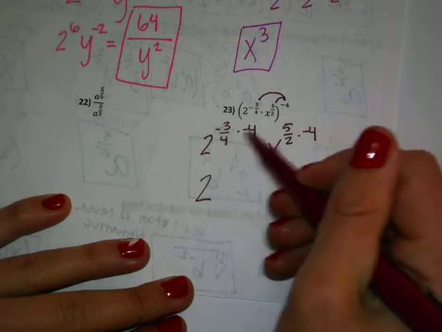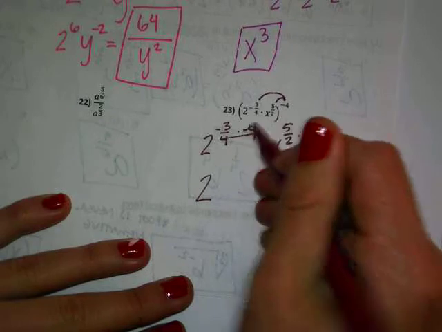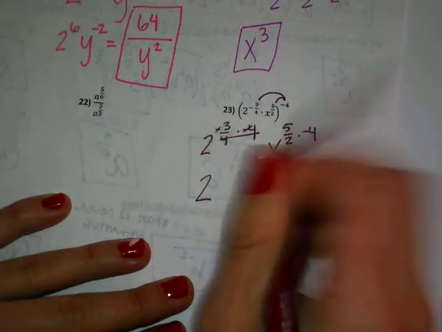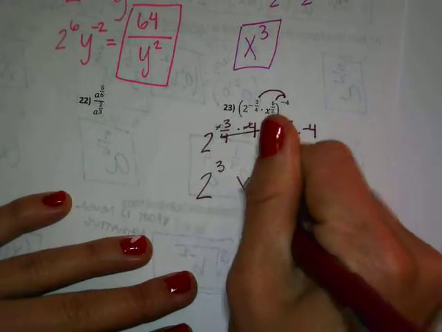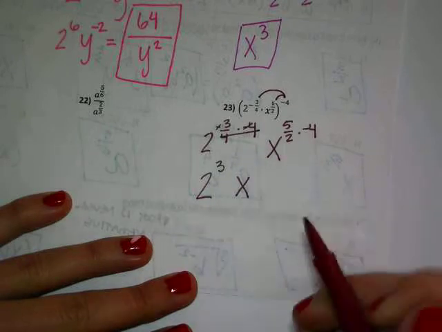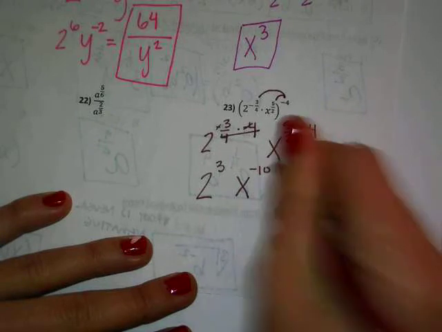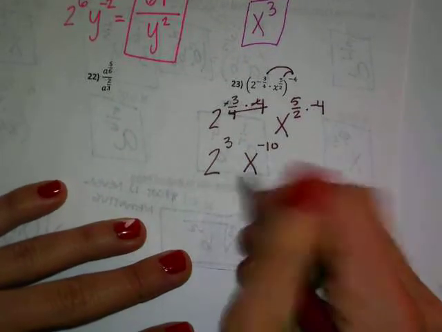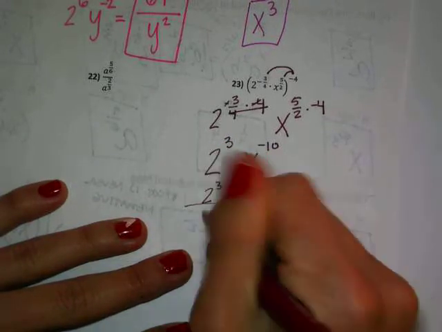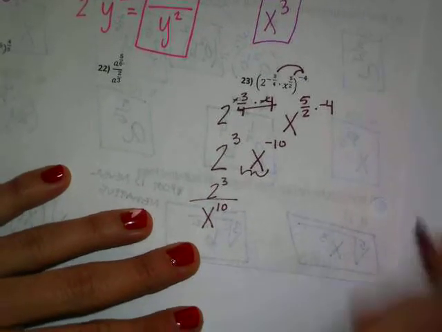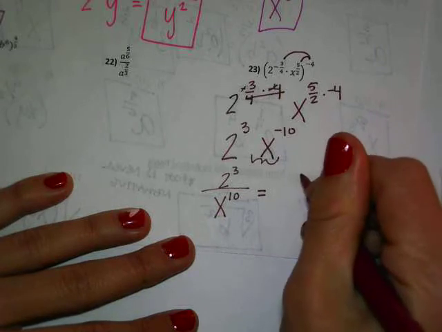All right, so what happens to my 4s? They cancel. What happens to my negatives? They also cancel, right? They turn to a positive. So here I'm just left with 2 cubed. X, 5 times -4. That's -20, divided by -10. And then I don't like negative exponents, so this guy we're going to move to the bottom. So 2 cubed stays on top, x to the 10 goes on the bottom. And then the very last step, what is 2 cubed? 8. Yep.